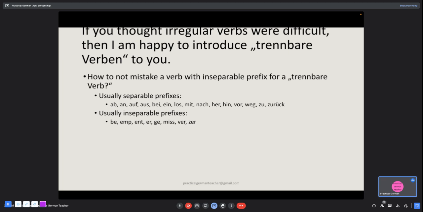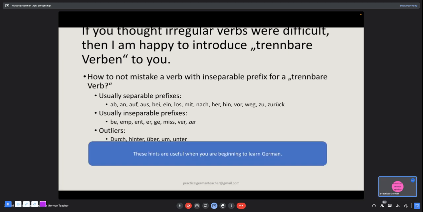Okay, so you can take a guess, but of course there will be exceptions. Durch, hinter, über, unter: there will be sometimes separable, sometimes not separable. I do not expect you to remember all of this by heart, but it is good to go through them every now and then.